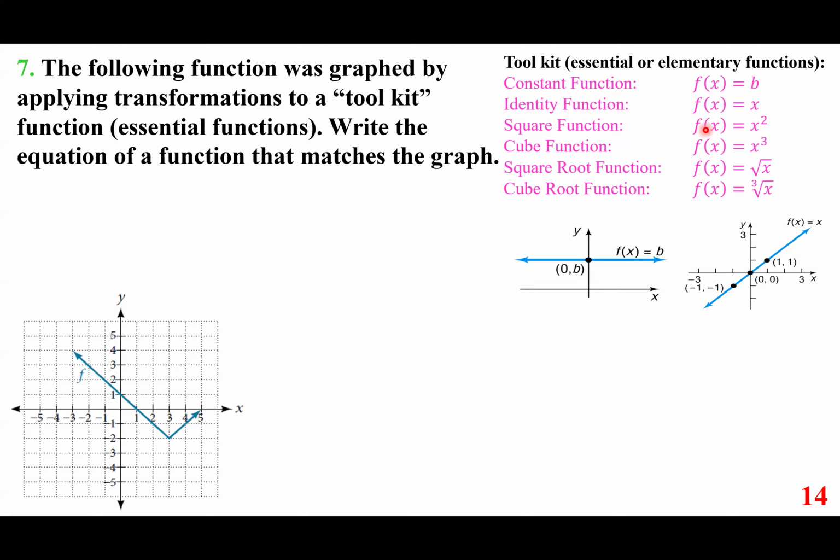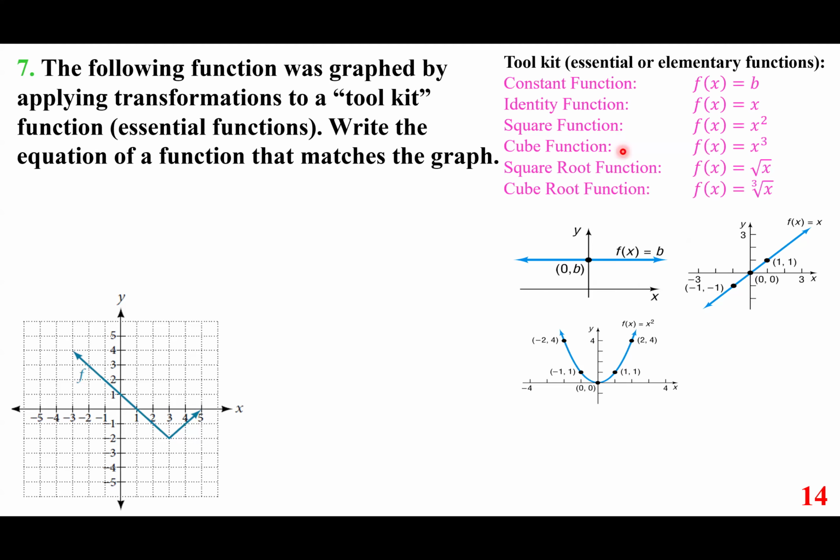The next one, f of x equals x squared, is called the square function. You know the graph is a parabola and it opens up. It's a parabola, y equals x squared. So it goes through 0, 0, 1, 1, 2, 4, negative 1, 1, negative 2, 4. So that's the graph and it opens up. For these elementary functions, we need to know the graph.